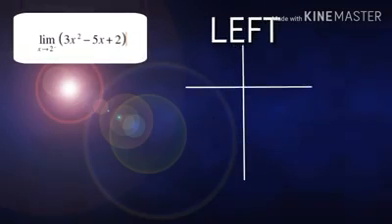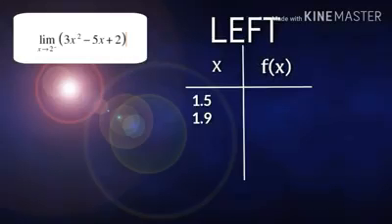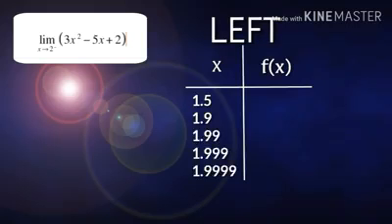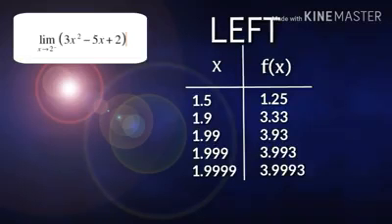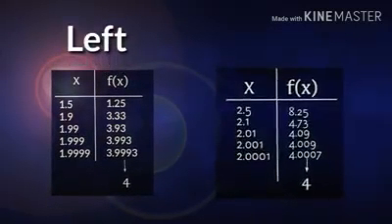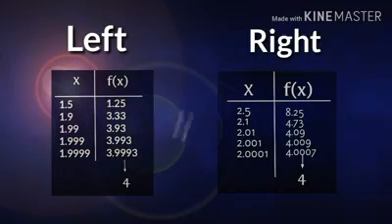From the left, we can see here that as our x from the left gets closer and closer to 2, our f of x or y gets closer and closer to the value of 4. Which means our f of x from the left is equal to the f of x from the right.